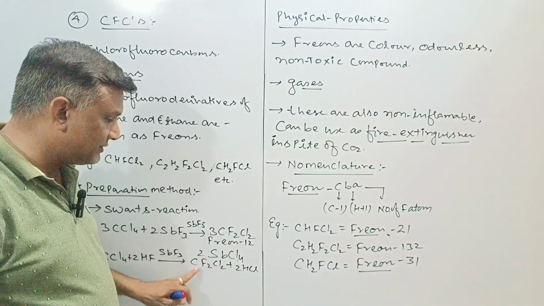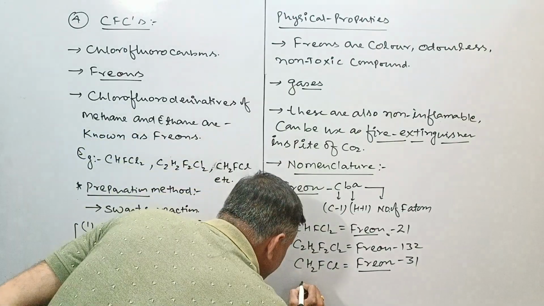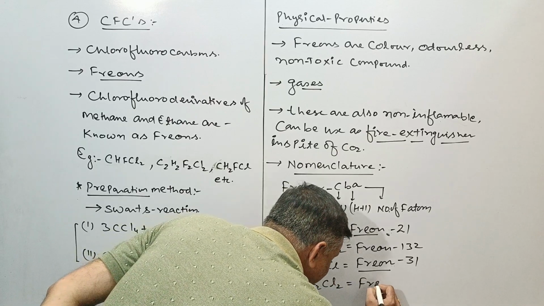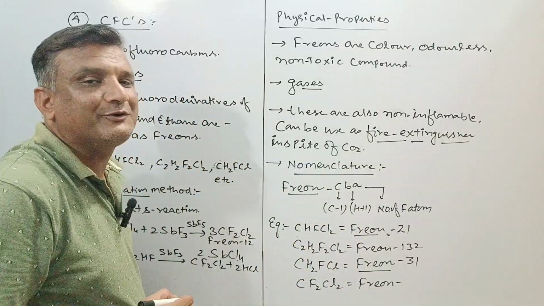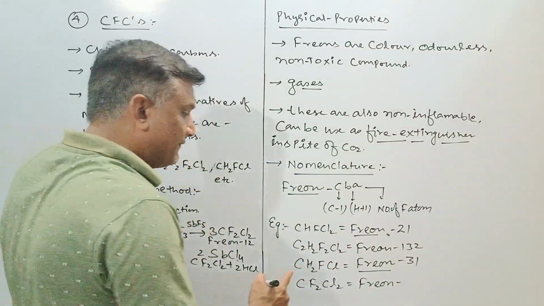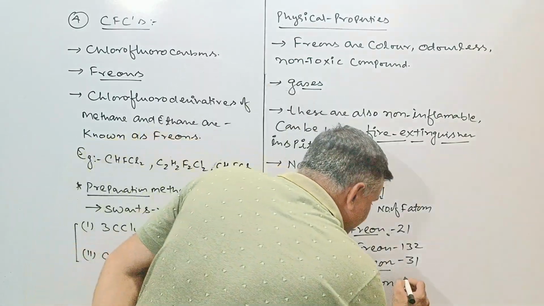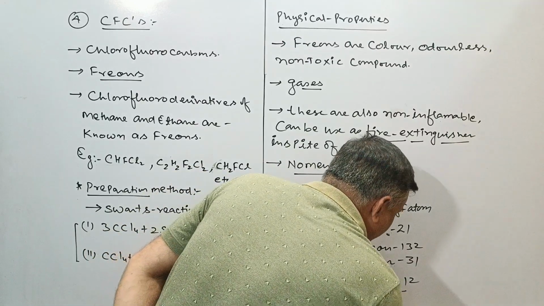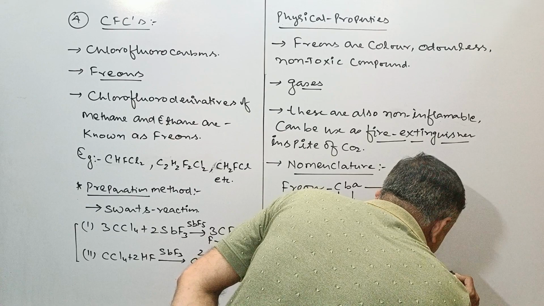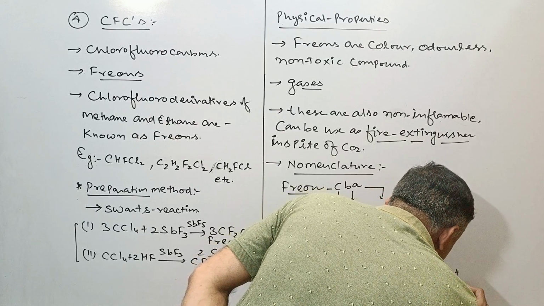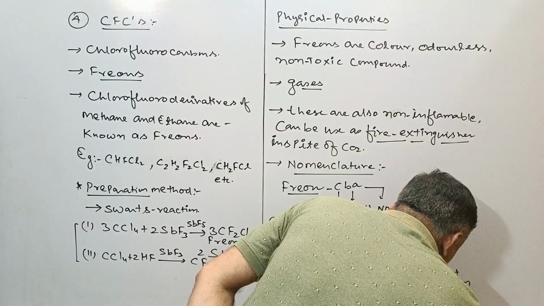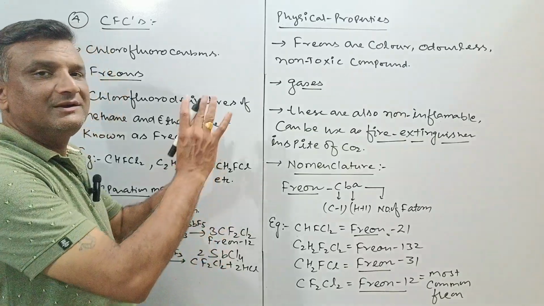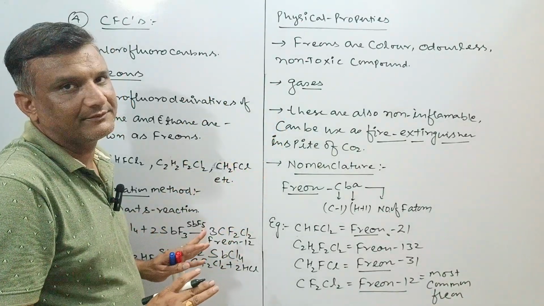And the next most common freon is CF2Cl2. Number of carbon atoms is 1, so during the nomenclature it will be 0. For the hydrogen, there is no hydrogen, so here will be 0 plus 1, as a 1. Here the number of fluorine atoms is 2. So this will be freon 12. It's the most common freon. So this was about the initial part: preparation method, physical properties and the nomenclature of the freon.